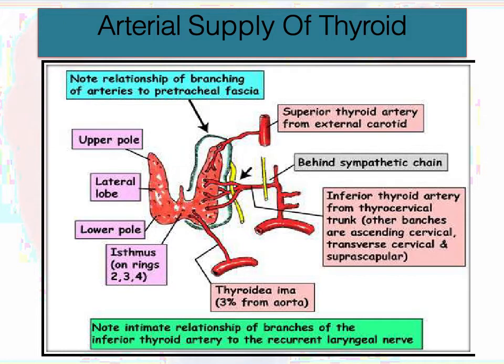Now, the arterial supply of the thyroid is very important. It has, as you know, a superior pole and an inferior pole. The superior thyroid artery, which comes from the external carotid, supplies the superior pole, and then the inferior thyroid artery from the thyrocervical trunk, which comes from the subclavian, supplies the inferior pole, right? Sometimes, in 3% of patients, the thyroid ima artery is there, which comes directly from the aorta, and it also supplies the gland, so we have to tie it if it is present.